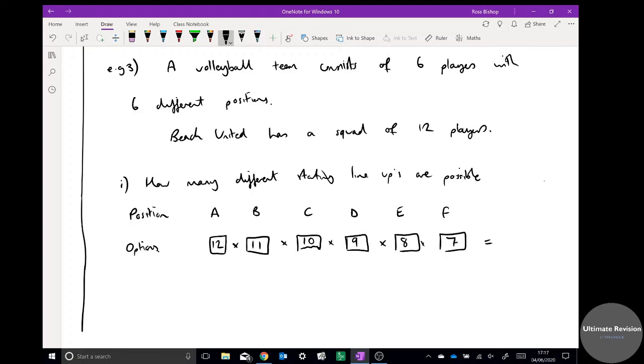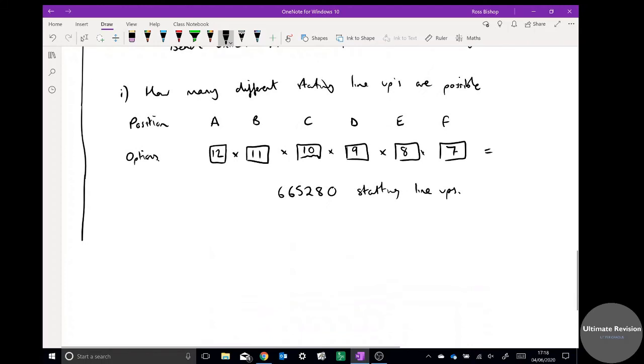Now if you times all of those together, you get an answer of 665,280 different starting lineups. So that's quite a big number, and you can see where the challenges of picking a team are quite difficult. So there's 665,280 different ways you could line up a squad of 12 players with 6 players in the team and 6 different positions.